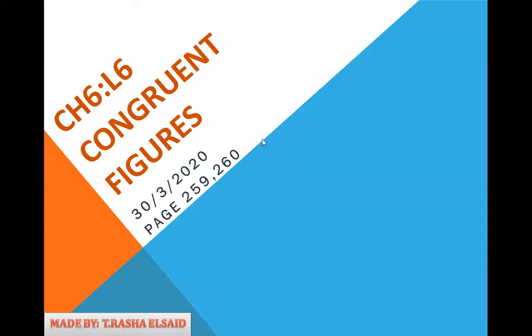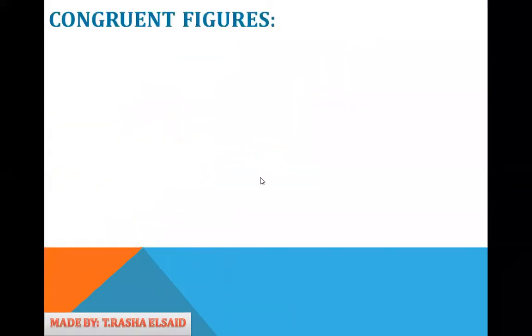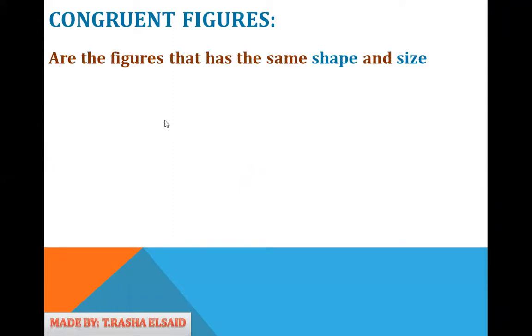Okay, let's understand what is the meaning of congruent figures. Congruent figures are figures that have the same shape and the same size. The same shape and the same size. So they are identical to each other. Okay, let's take examples to understand.